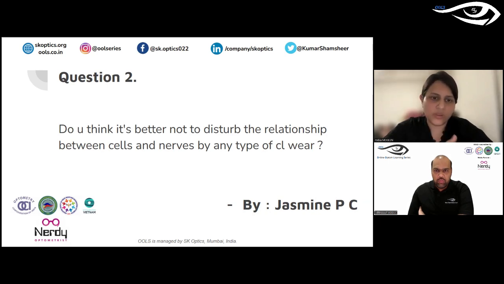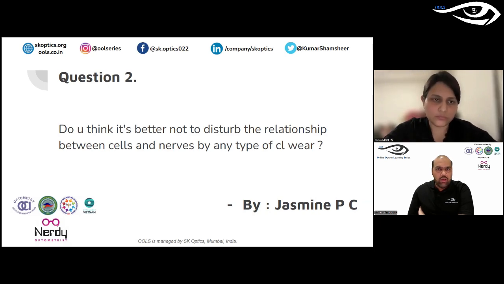Of course, it's better not to disturb that normal relationship, and to keep them in a healthy range, both immune cells and nerves, their density, their morphology, and their relationship, because they work together. If you disrupt their normal relationship, they will not be able to work together, and I think the ocular homeostasis will be disturbed. So yes, we would like to resolve this with all types of contact lens wear.